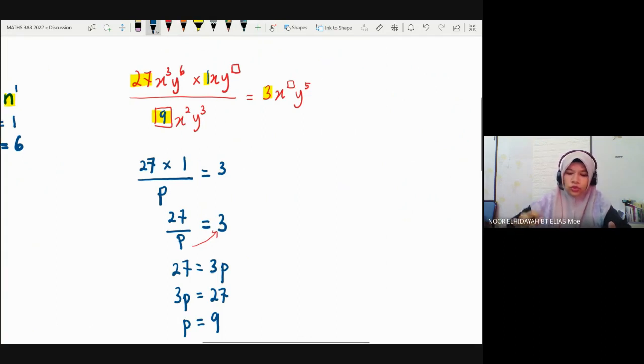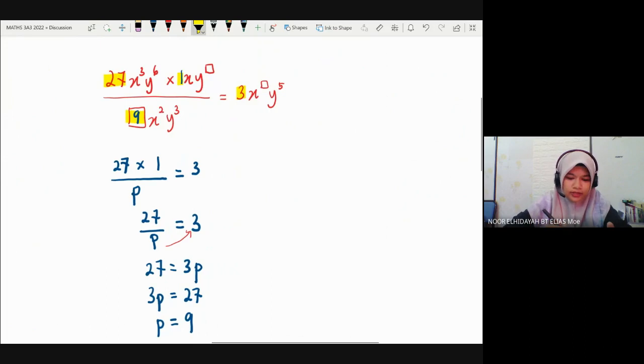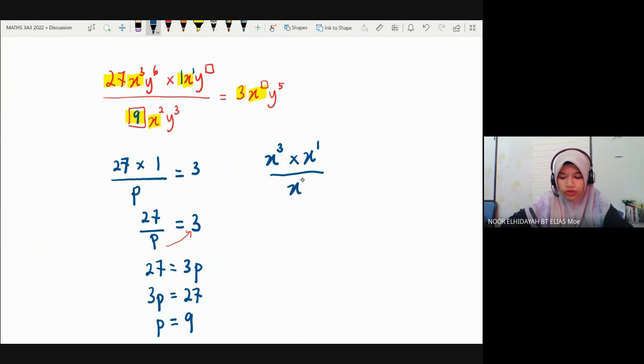Next, we solve for the x. Here you have x power of 3, x power of 2, and here x power of 1. Here is x power of 1, and here x power of blank. So you solve for the x base. So x to the power of 3 multiply x to the power of 1 divided by x to the power of 2 is equals to x power of, let's say, q.